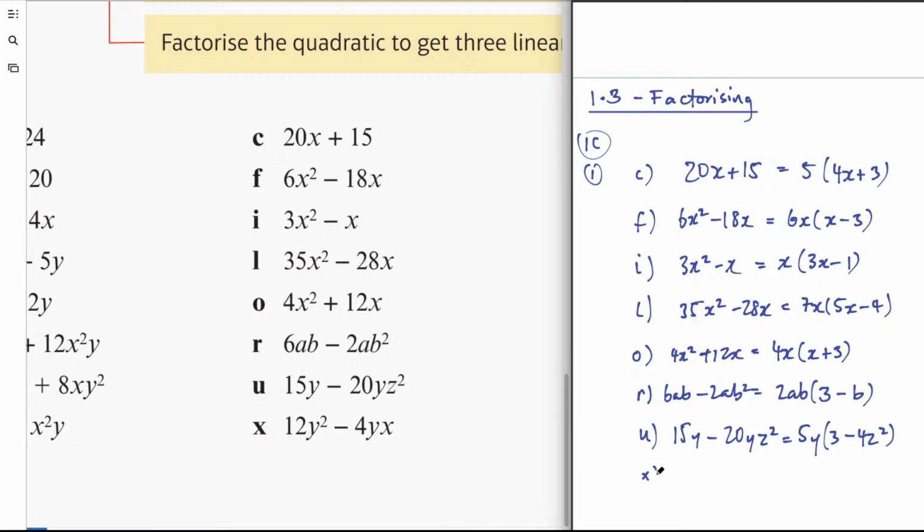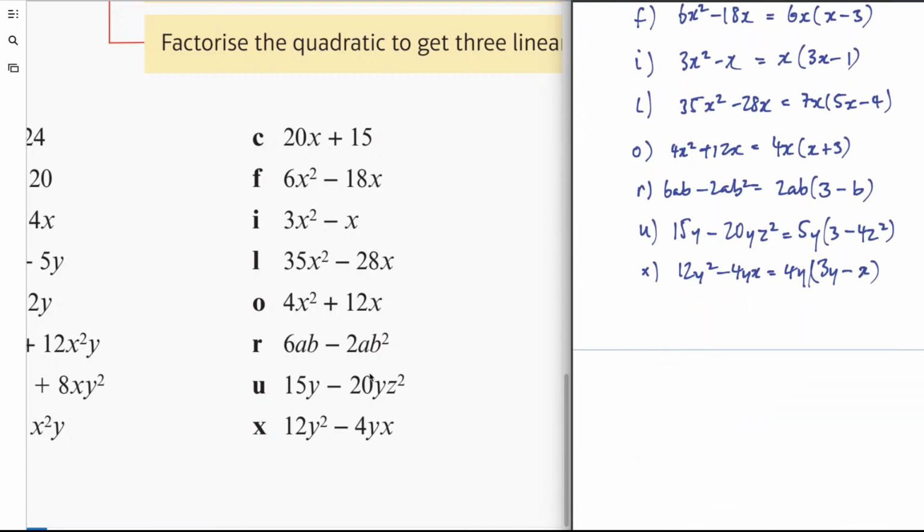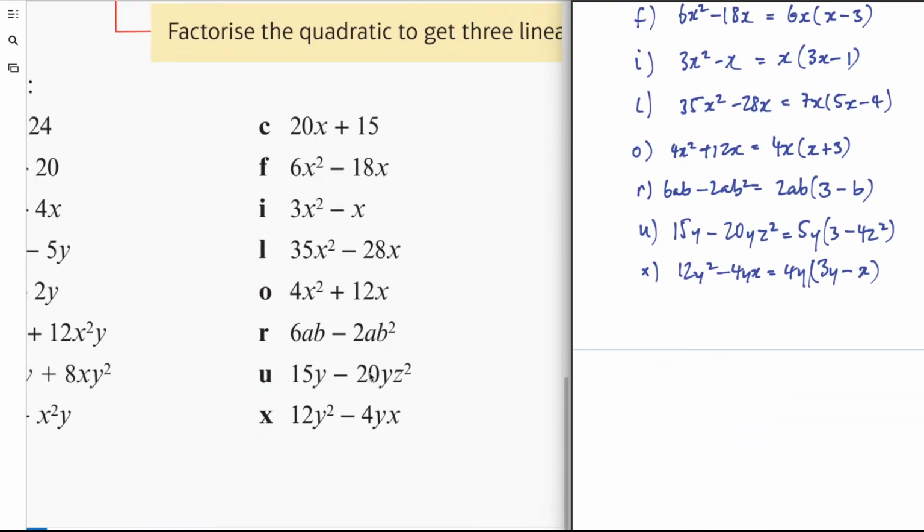And the last one I'm going through is x, 12y squared take 4yx. Highest common factor is 4y. And in the brackets we have 3y take x. That's a bracket. Okay, so that's factorizing binomial expressions. Not too difficult.